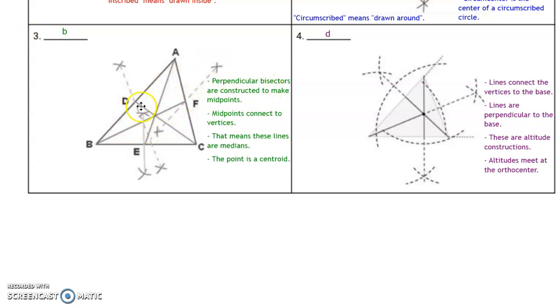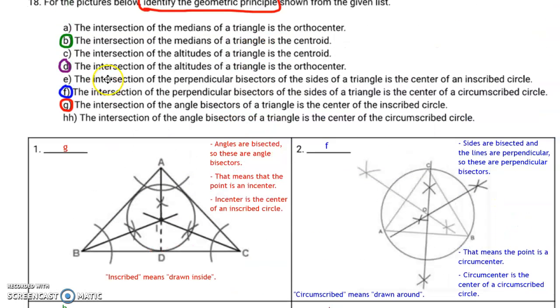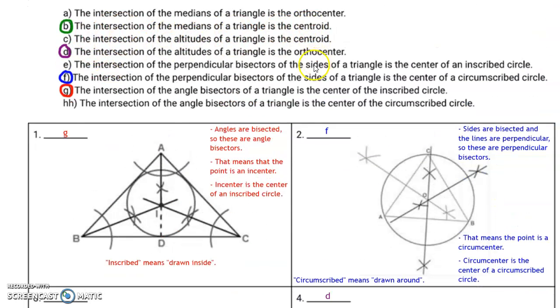For number 3, we can see that they're perpendicular bisectors here, but they're dotted lines. The real lines here are the medians that connect vertex to midpoint. If it's medians, it's centroid. If this is the centroid, that means it must be choice B. The intersection of the medians is a centroid.